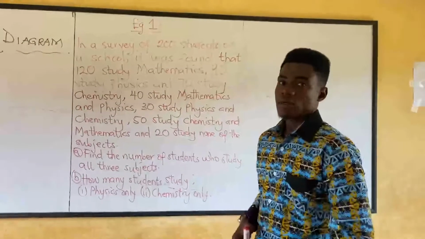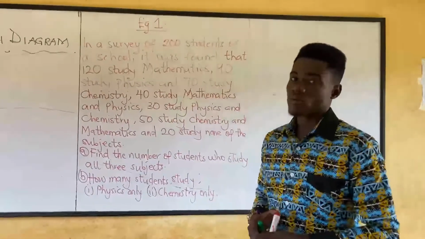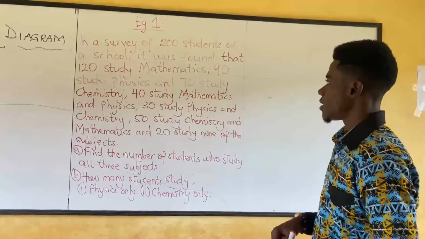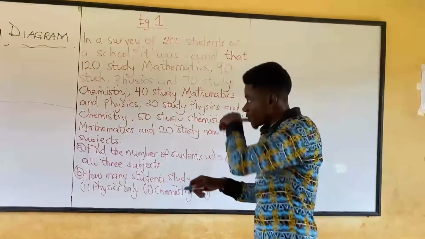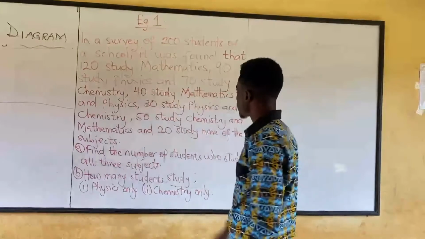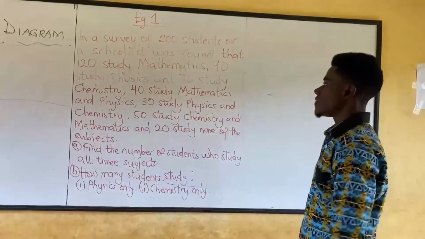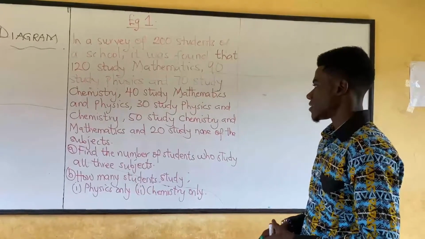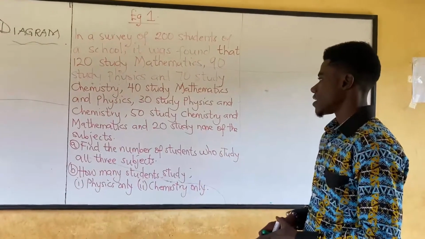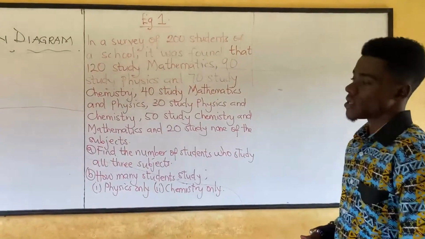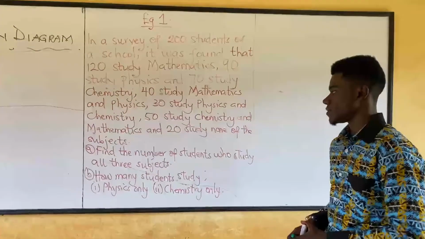Okay, so guys, let's take the first example. In a survey of 200 students of a school, it was found that 120 study mathematics, 90 study physics, and 70 study chemistry. 40 study mathematics and physics, 30 study physics and chemistry, 50 study chemistry and mathematics, and 20 study none of the subjects.